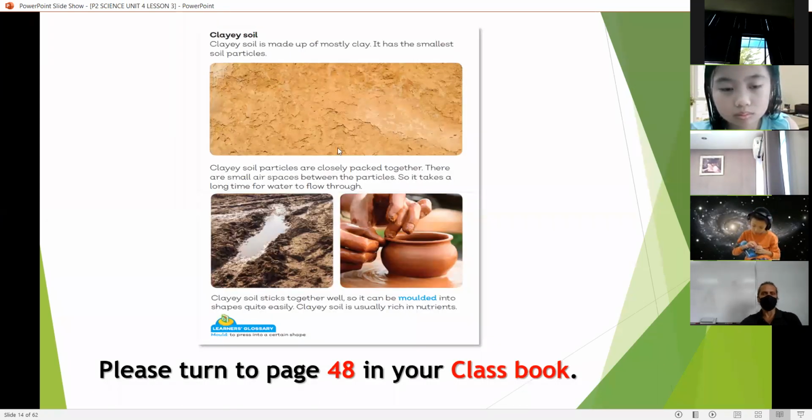Hey guys, what soil can you see on page 48? Clay soil, yes, that's right. Page 48 is all about clay soil.